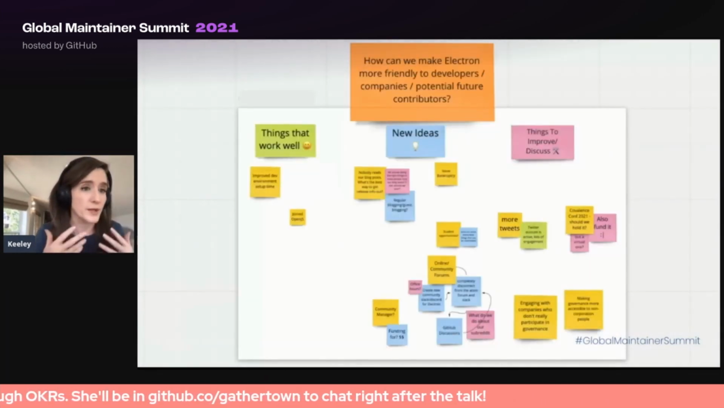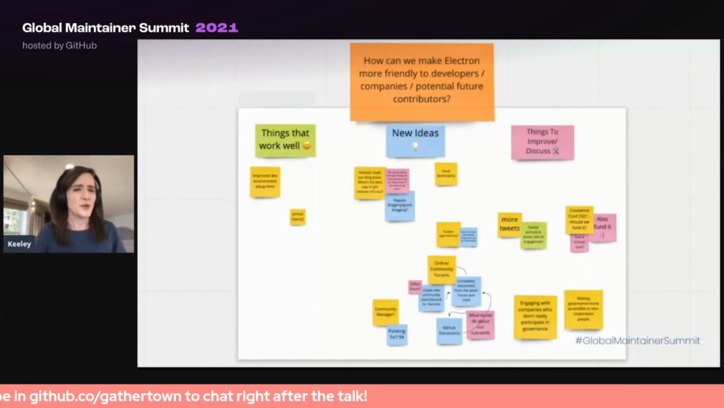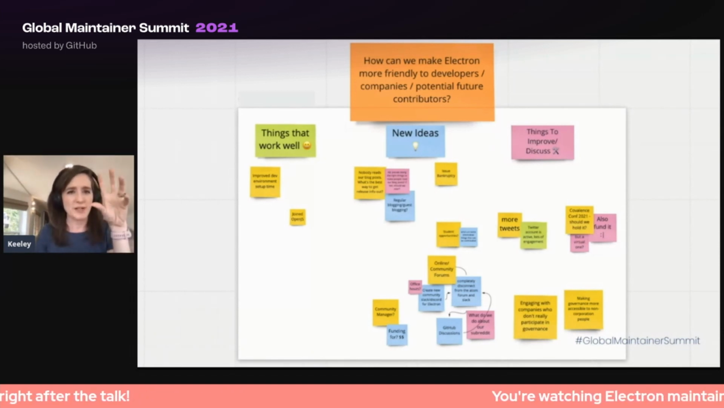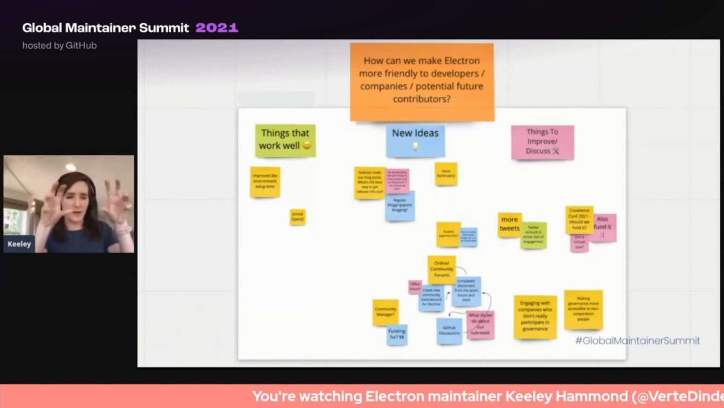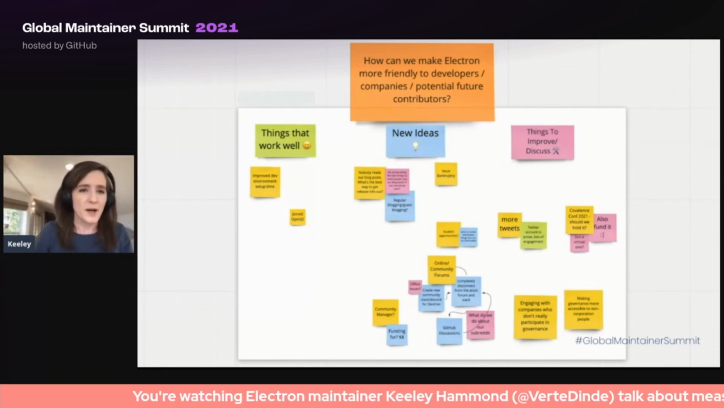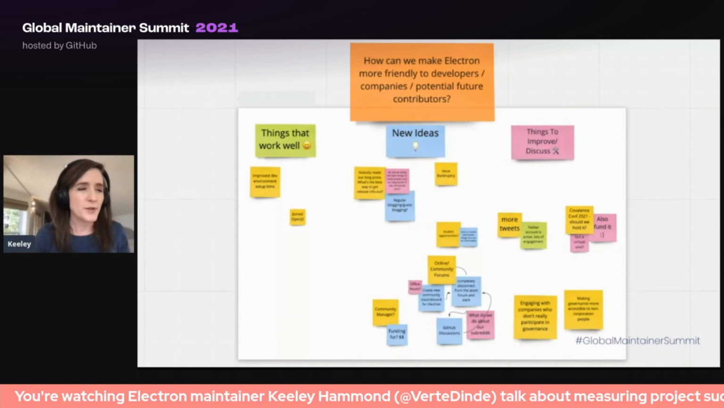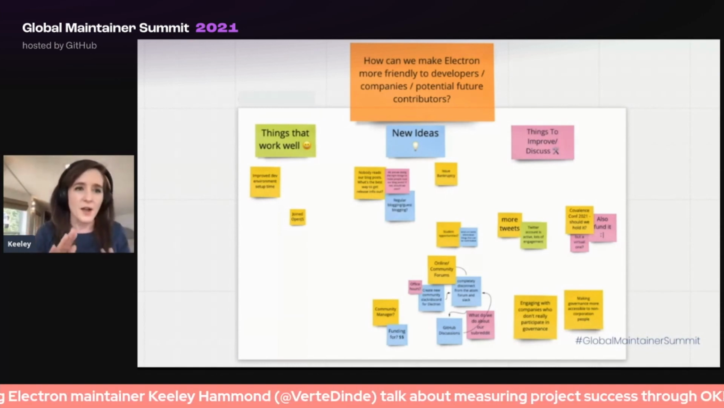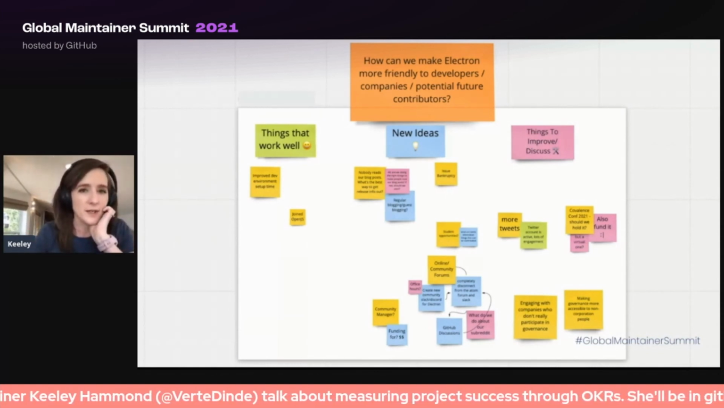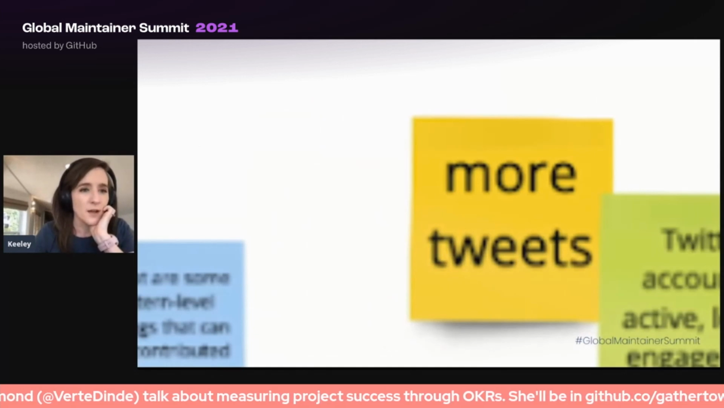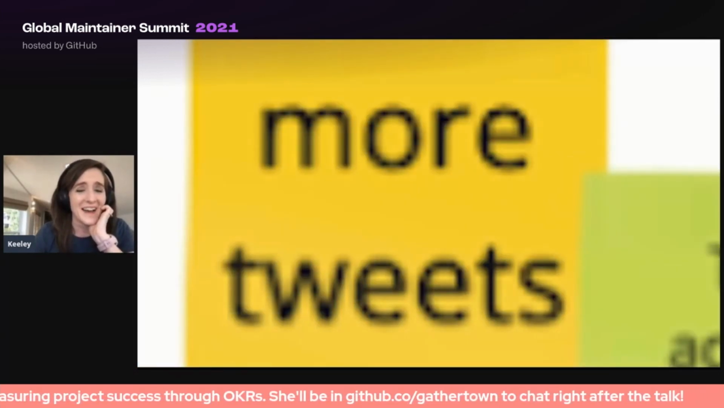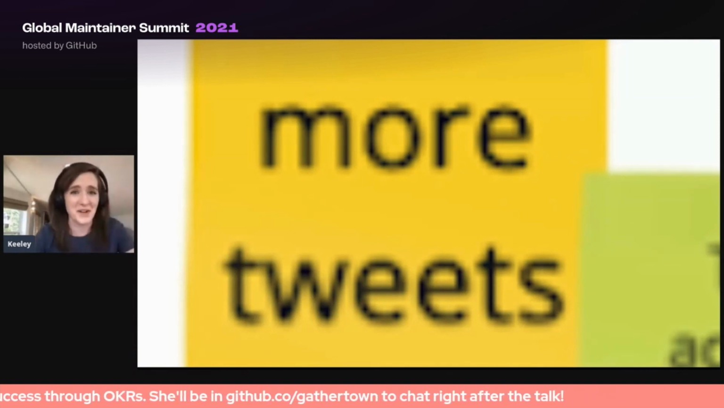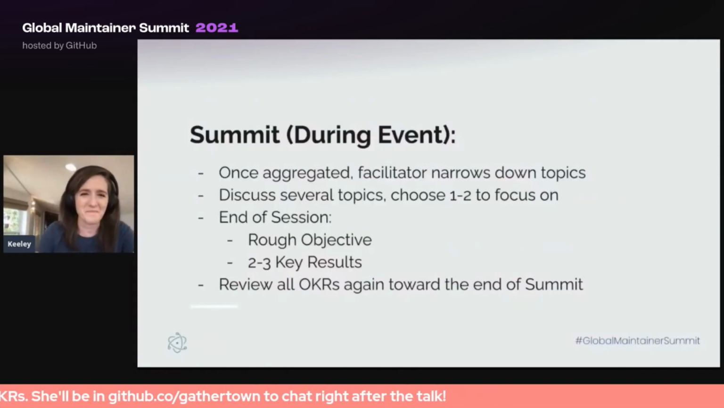So this is an example of one that we did for outreach. You can see the broad categories we start with are things that work well, new ideas, and then things we want to improve. And then we took the topics and gathered them into various groups. And it's important to note here that when you are in the brainstorming session, no idea is a bad idea. I actually think this was my sticky, so sorry to all the outreach folks here.